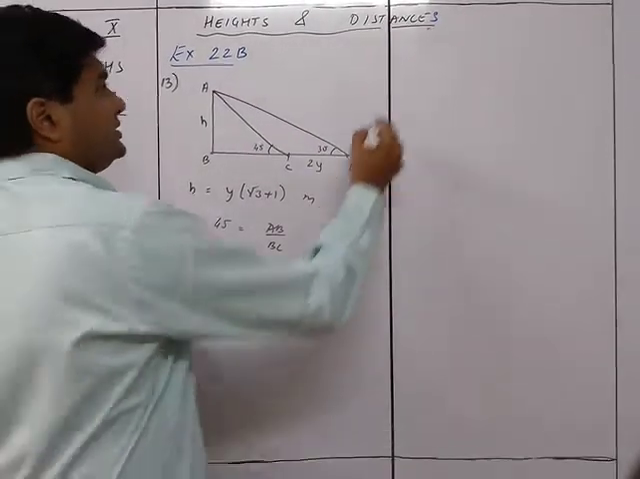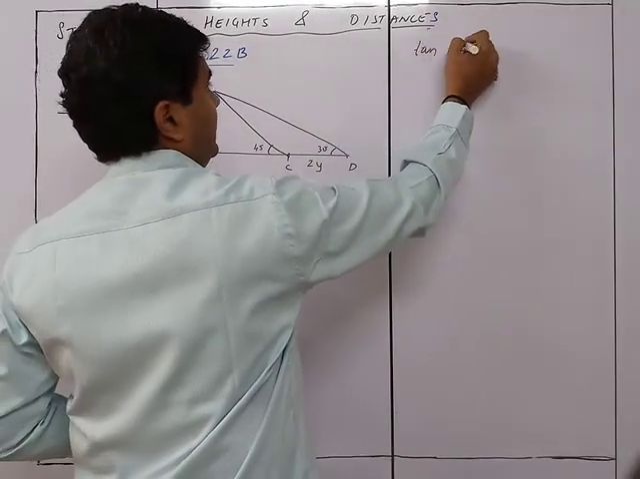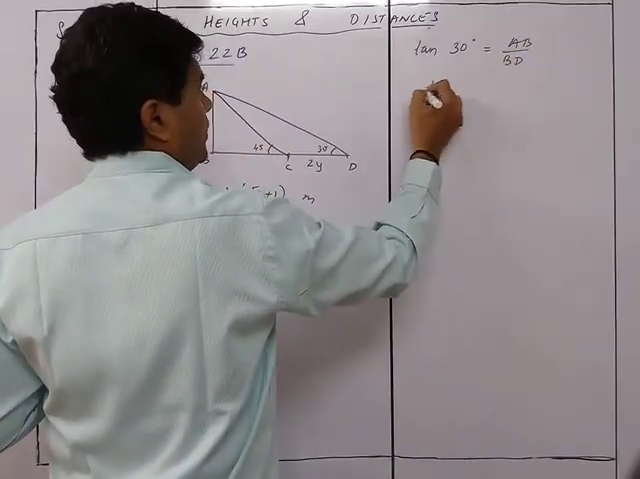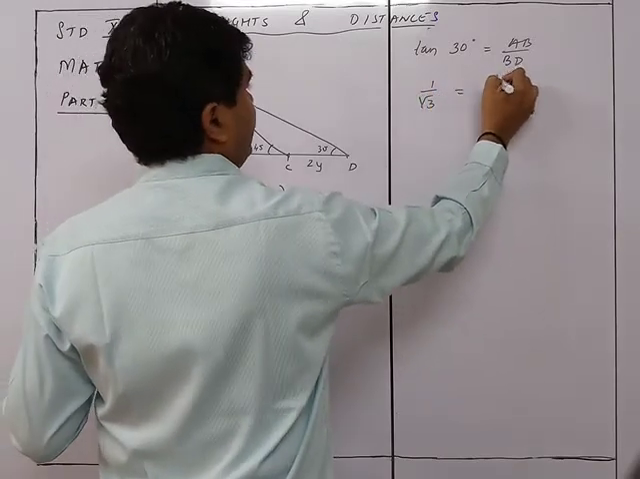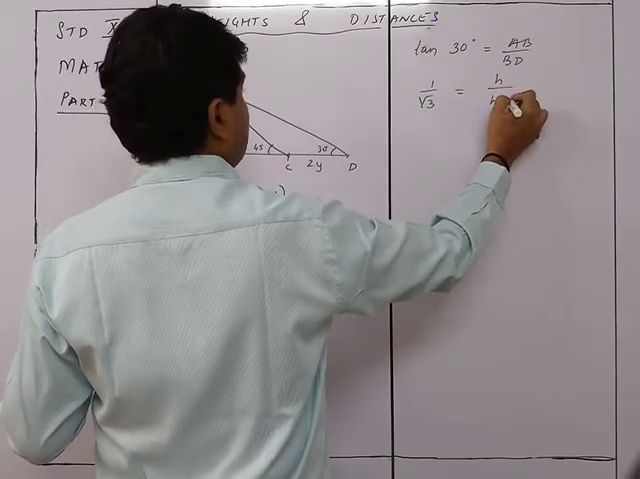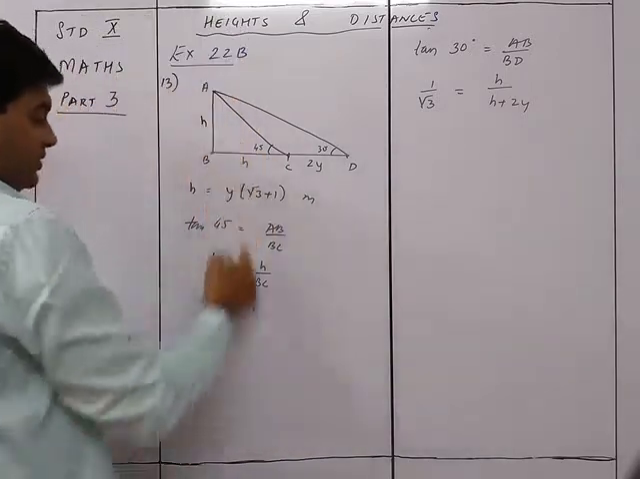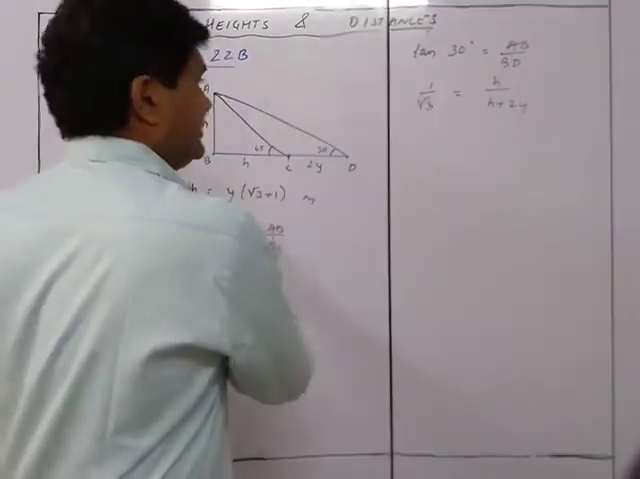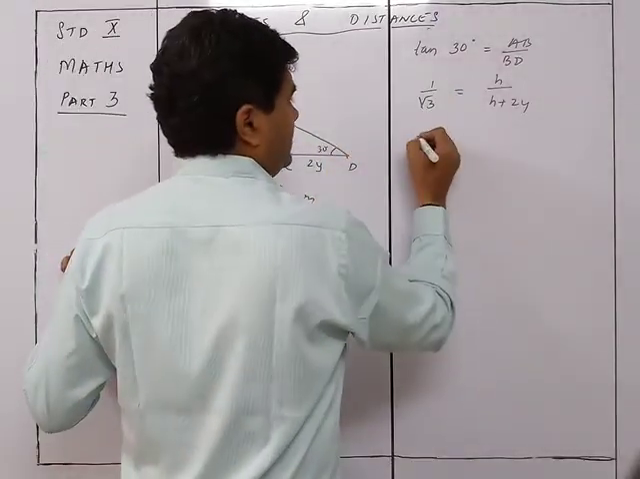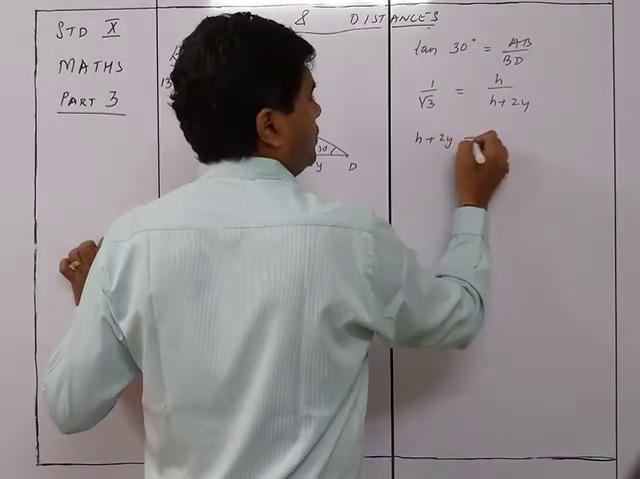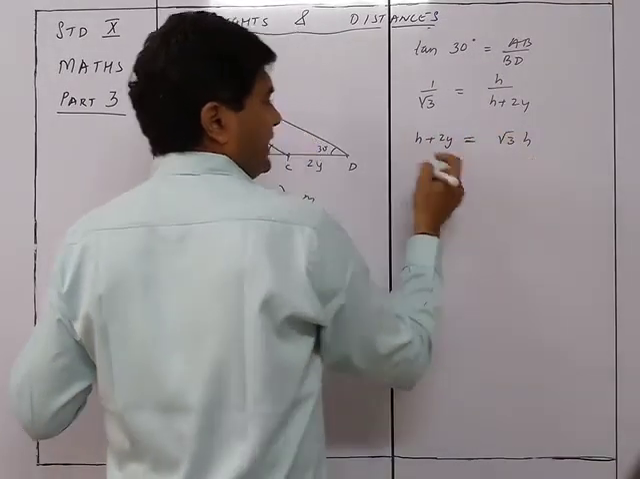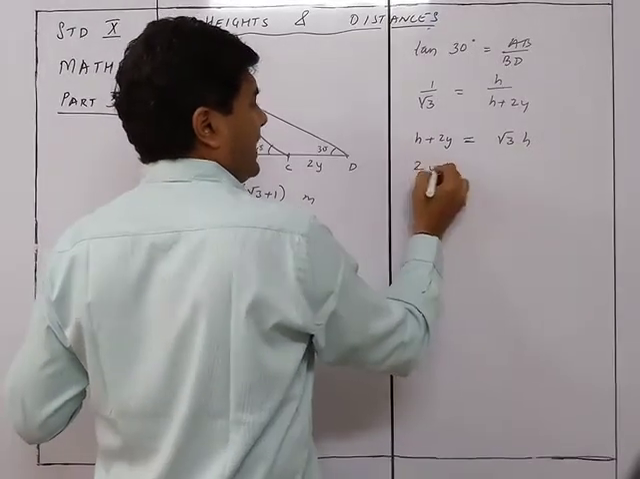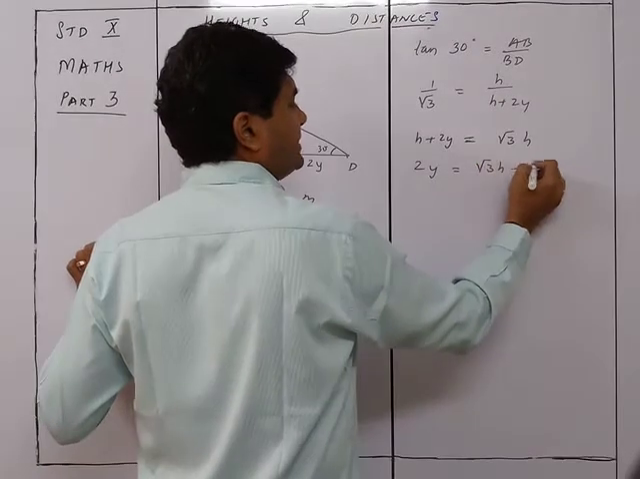We next have tan 30 is equals to AB upon BD. So 1 upon root 3 is AB is H upon BD is H plus 2y. So this is H because we've just found out, H plus 2y. So accordingly we need to find H. So yeah, you can easily get this thing. So H plus 2y is equals to root 3H. So taking H on this side, or we can take it in this side, 2y is equals to root 3h minus h.